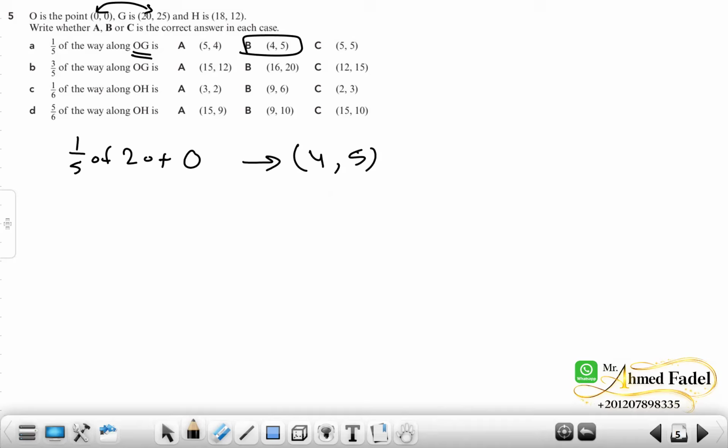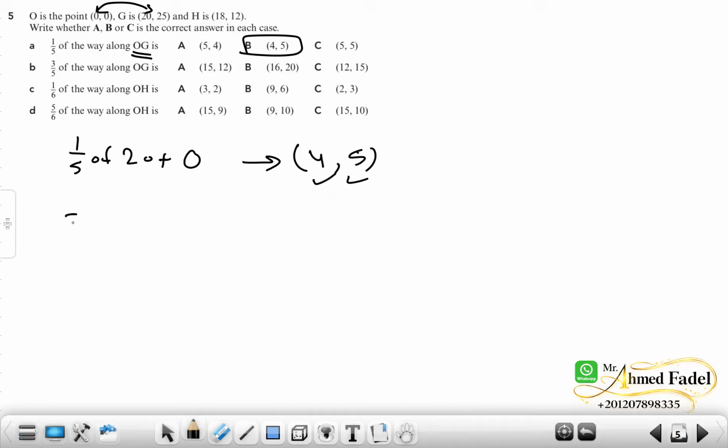I got 1/5 of the difference between the x's. It gave me 4. 1/5 of the difference between the y's. It gave me 5. And Mr., you didn't add x1. If I add x1, it's 0. It's not going to change anything. If you add y1 also, it's 0. It's not going to change anything. Now 3/5 of the way along OG, still 0, 0.